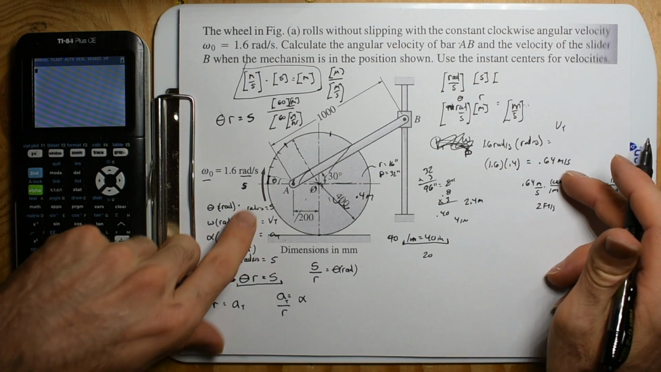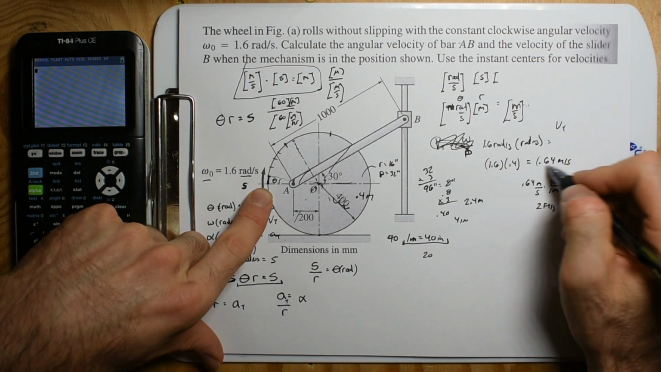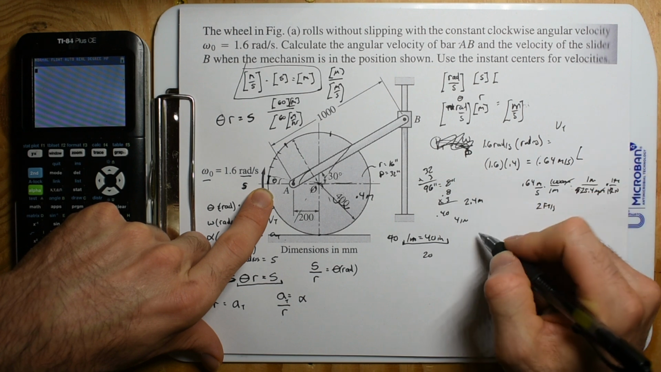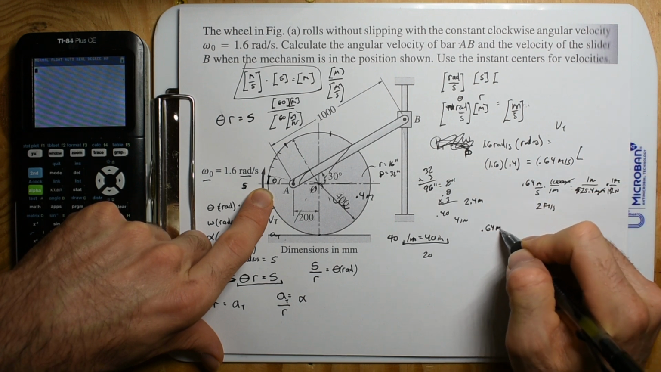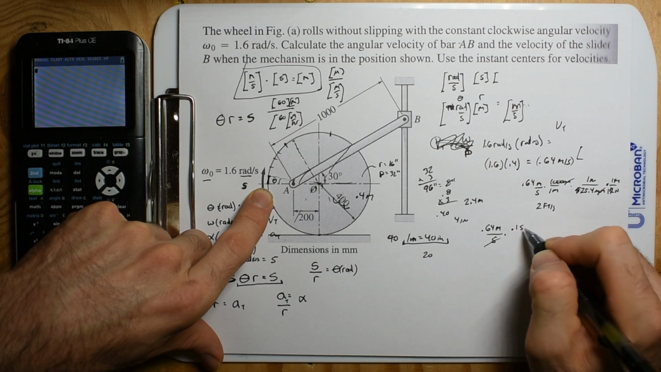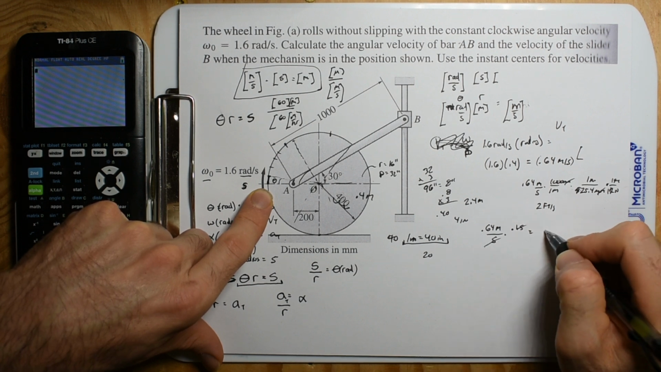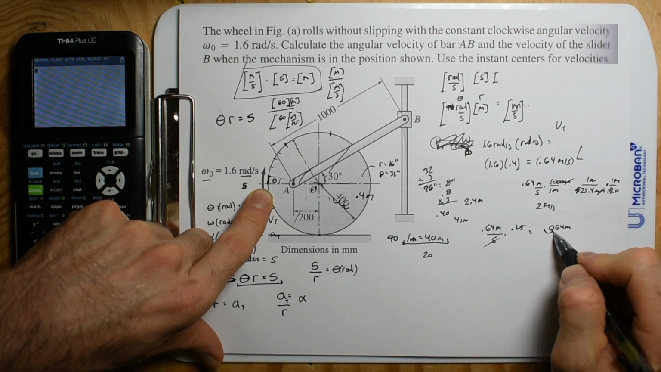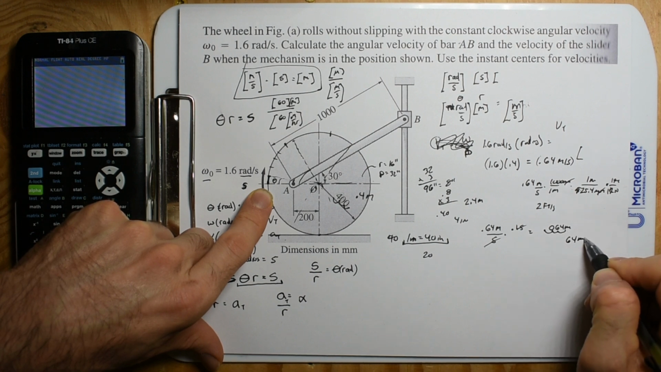So we're getting our tangential velocity, and we're just going to multiply it by 1/10 of a second. So we got 0.64 meters per second, and we multiply it by 0.1 seconds. Seconds are going to cancel, and we get 0.064 meters, that's going to be 64 millimeters.